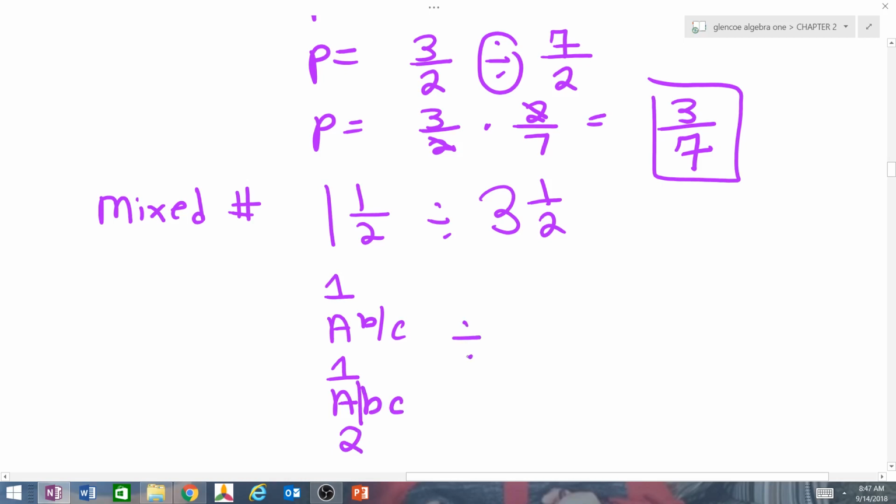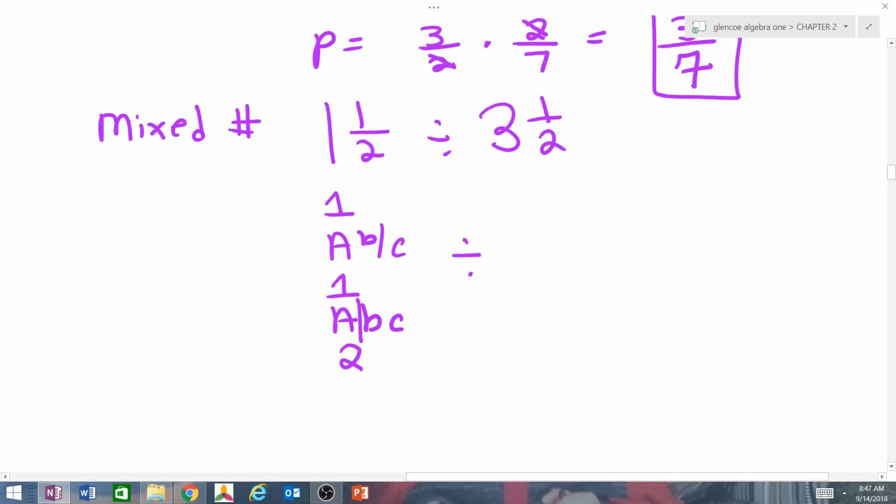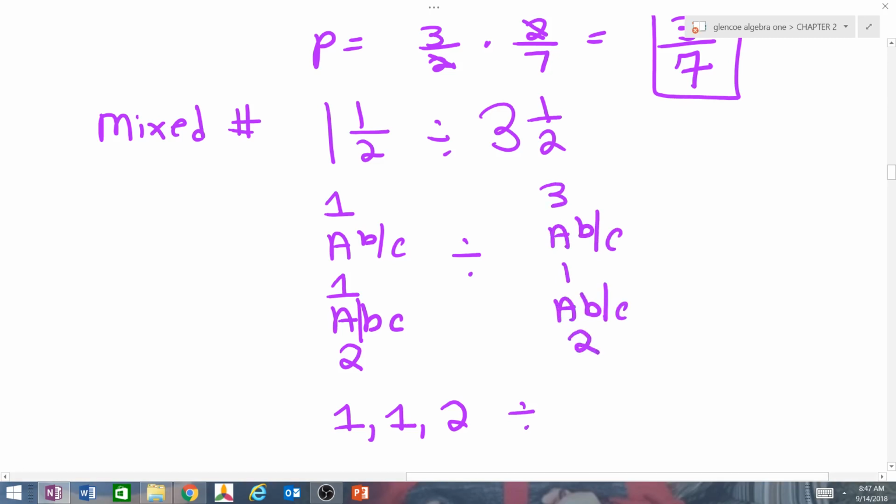1 and 1/2. And on your calculator, you're going to see something like this: 1, 1, 2. That is telling the calculator that you just said 1 and 1/2. Now we're going to hit the division sign, and we're going to hit 3, fraction bar, 1, fraction bar, 2. And on the calculator, you'll see 3, 1, 2. Then you hit your equal sign.